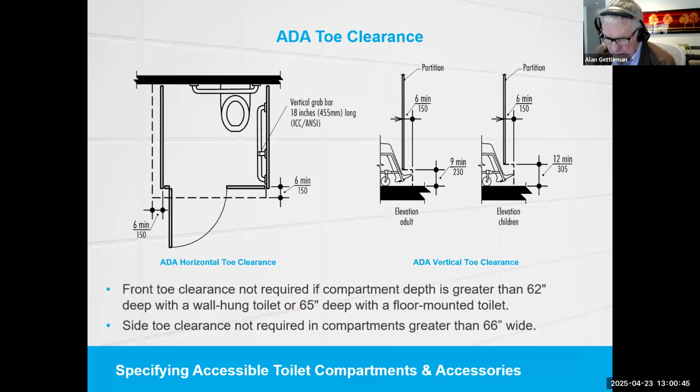Takeaway number 8. Toe clearance at the front is not required if the depth of the compartment is greater than 62 inches deep with a wall-hung toilet or 65 inches deep with a floor-mounted toilet. And toe clearance at the side is not required in a compartment greater than 66 inches wide.